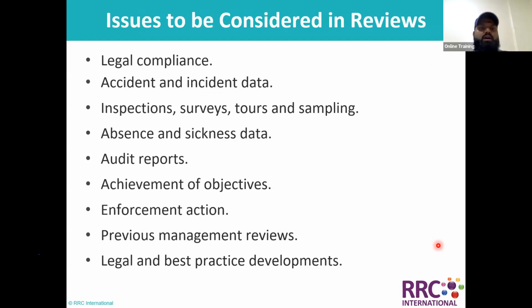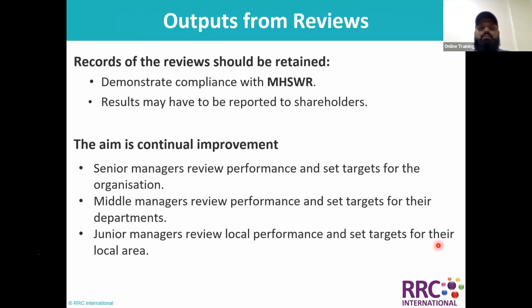And what are the issues which can be considered in the reviews? These are the issues which are listed here. And what output do we get? Basically, if we review and properly implement it, we improve our health and safety management system. So this was the summary of the whole lesson.